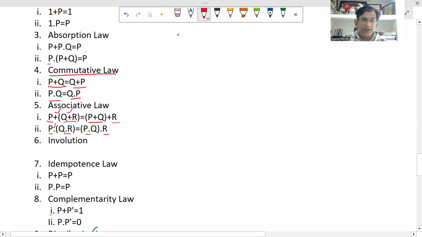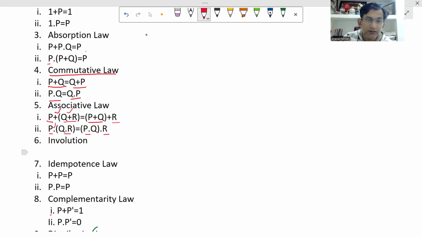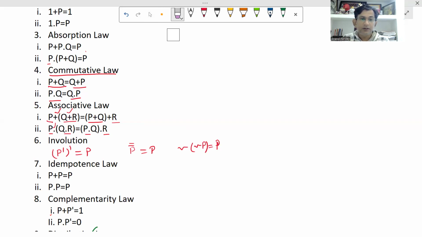Now coming to the next, it is involution law. Let me write it here. It is (p dash) dash equal to p. Complement of complement will be the same proposition. P double dash, or it can be written as p double bar equal to p. Do you remember 3 symbols are there? P dash, p bar, not p equal to p. So any one of these 3 symbols can be used for negation. Remember that. So this is involution law. P double dash equal to p, or p double bar equal to p, or not not p equal to p.